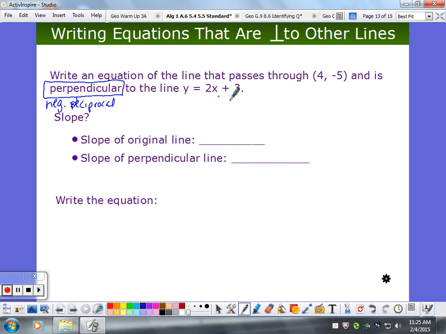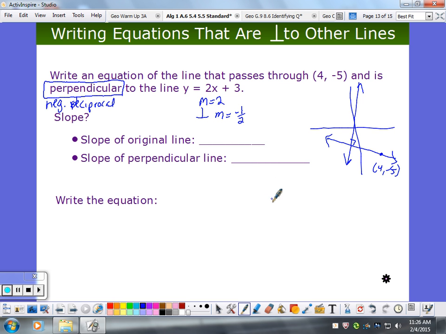What's the slope of my original line? I'm going to draw the picture just so I can see what I'm doing. You don't have to do this, but it helps while we're learning it. So there's y equals 2x plus 3. What's the slope of that line? 2. So the perpendicular line that goes through 4, -5 over here someplace, right? What is the slope of this line? -1/2. How'd you get there? Take the opposite sign, turn it upside down. The slope of the original line was 2, so the perpendicular line will have a slope of -1/2, like this one.